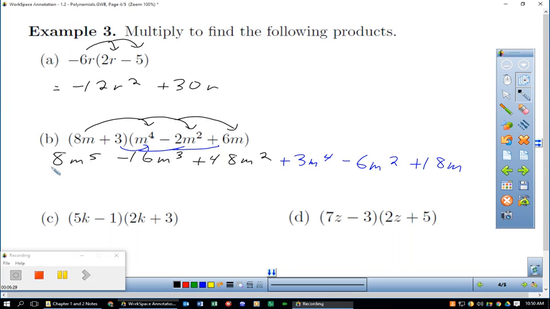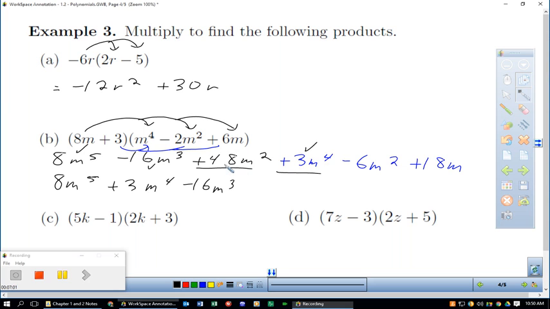So this will end up with just an 8m to the 5th. So that one's out. Let's see, we have the 4th power right here. So plus 3m to the 4th. Okay, let's see, cubed terms. We have this right here, minus 16m cubed. M squareds, we have two of them actually. We have 48m squared minus 6m squared. So that should be plus 42m squared. And then last, plus 18m.